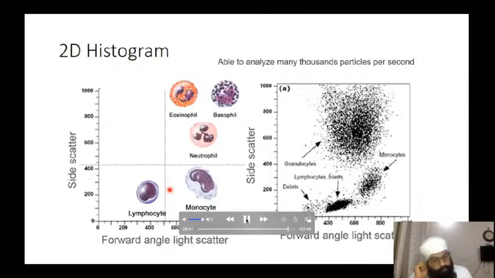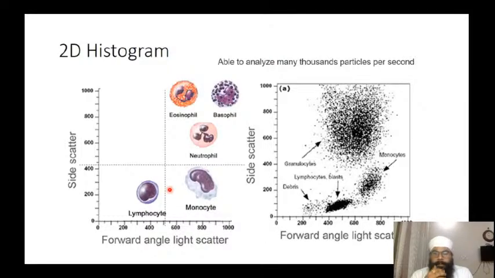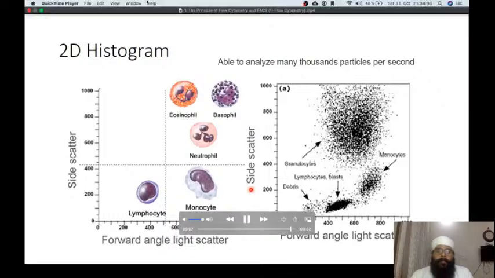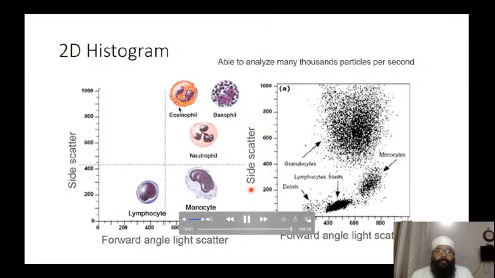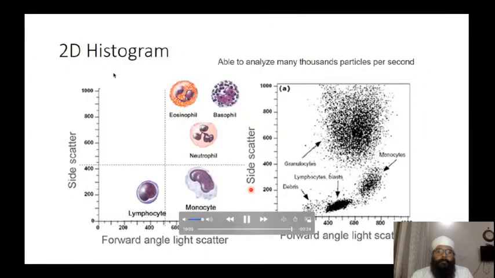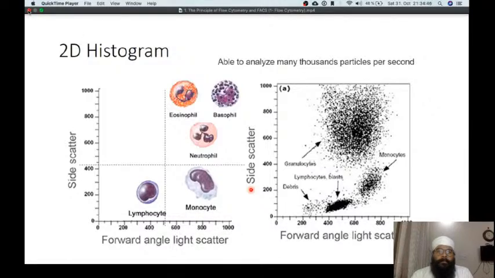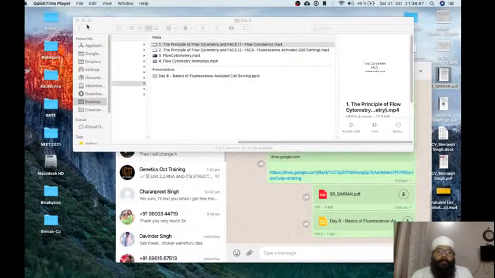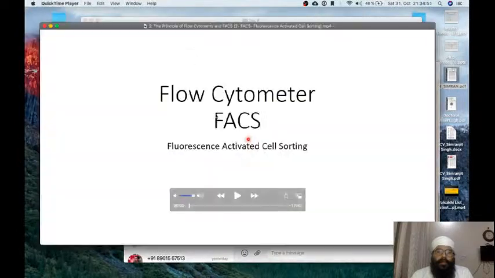It's an easy technique. It's not very hard to perform, and it's precise. It's very used nowadays in all the laboratories. This is everything I wanted to tell you about flow cytometer, which is very important to know if you want to know more about FACS mechanism. In the next video, I'll speak about FACS mechanism. Let's go to the FACS.